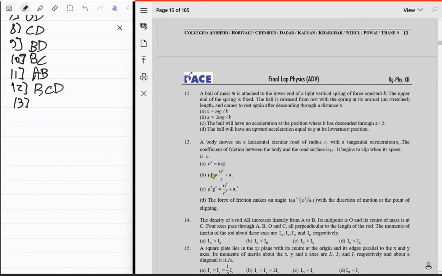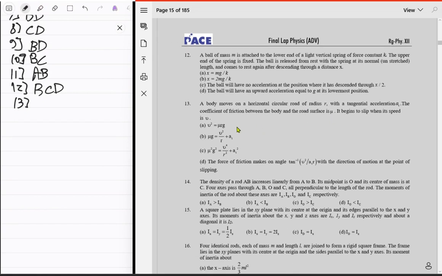A body moves on a horizontal circular road of radius r with tangential acceleration a. The coefficient of friction between the body and the road surface is mu. The body begins to slip when its speed is v.